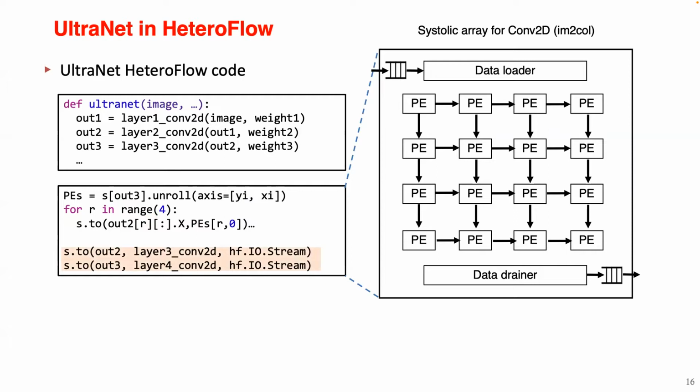And next, we use this .to to stream data from the previous layer and to stream the output of this 3rd layer to the next layer. By doing this, we can create a high performance output stationary systolic array for the 3rd layer.